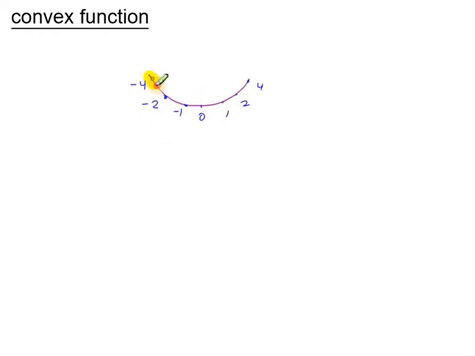So the gradient's minus 4, and on a number line you're moving towards the right. Your numbers are increasing. The gradient continues to increase, and it continues to increase. So we're looking at a convex function.